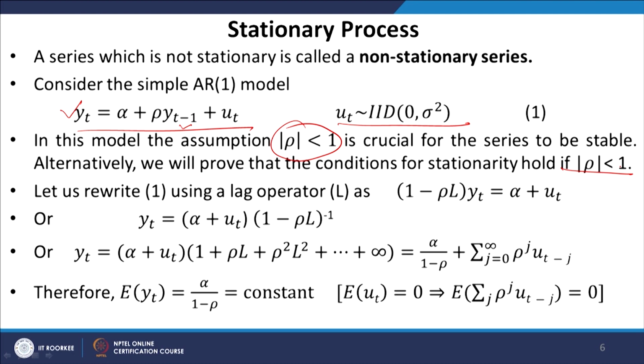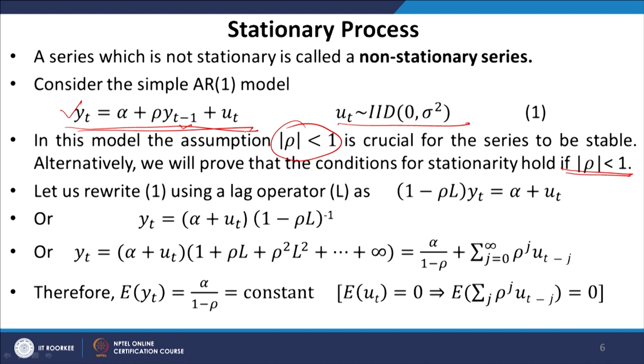So, we have mentioned so far the conditions that are required for stationarity: a constant mean and a constant variance, that is, they are not dependent on time, and a covariance which is a function of the distance between the two time periods and again not a function of time. So, we can prove that for mod values of rho less than 1, a series of this sort will actually be covariance stationary.